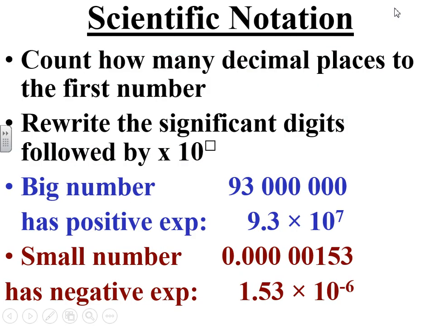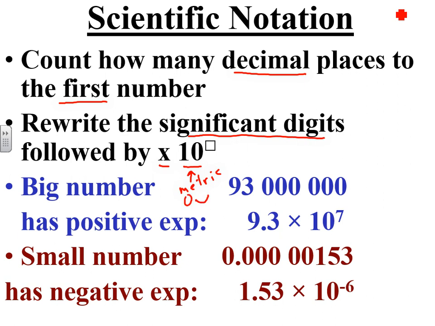So here's how it works. Scientific notation, what you would do is you would count how many decimal places to the first number. So usually we'll go back to the first number, and then we'll rewrite the significant digits, as you'll see, followed by a times 10. Now the reason why we use times 10 is because, remember, our system is based on metric, which is base 10. Metric is 10 based, so every time you multiply by 10, it's going to be like moving the decimal place over one more time. So that's what the metric system is about.